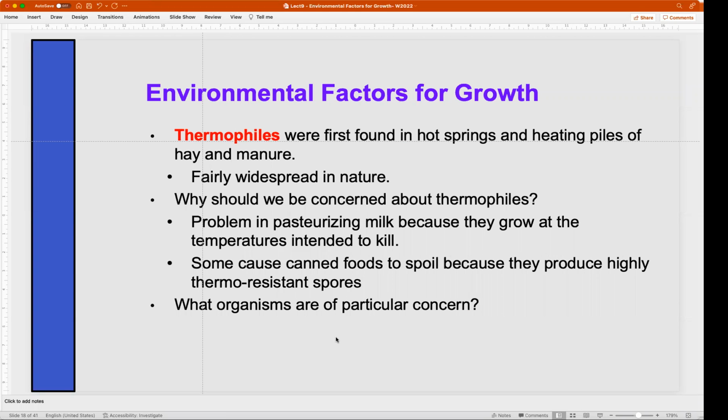Last, keep going. Thermophiles, they're found in hot springs, heating piles, manure. Anybody ever, do you guys work with manure? Yeah. Okay, so yeah, you've had experience with compost and manure, and you know that it doesn't just exist at room temperature. This stuff gets hot.